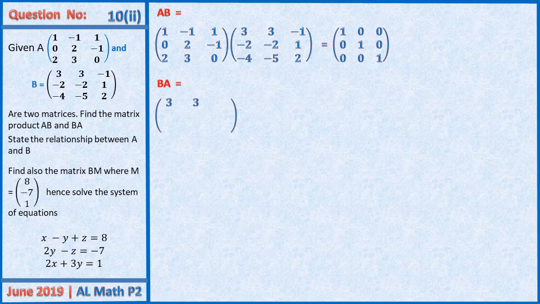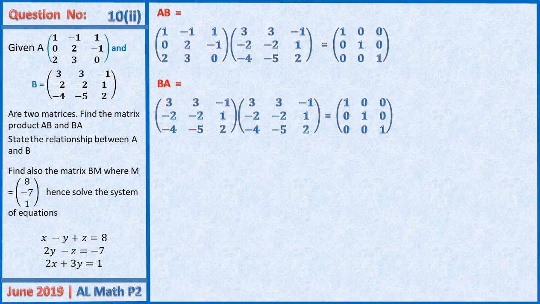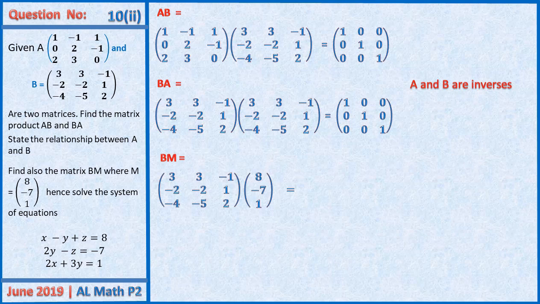Now for BA, when you equally do the multiplication, we obtain the identity matrix as well: 1, 0, 0, 0, 1, 0, 0, 0, 1. And the relationship between the two matrices, because that's what has been asked in the question, is that these matrices are inverses. A is the inverse of B and B is the inverse of A. That's what has been shown here clearly. Then they say find also the matrix Bm, where m is minus 8, minus 7, minus 1. So we just have to pre-multiply m by B. So B times m gives us the matrix minus 4, minus 1, 5.